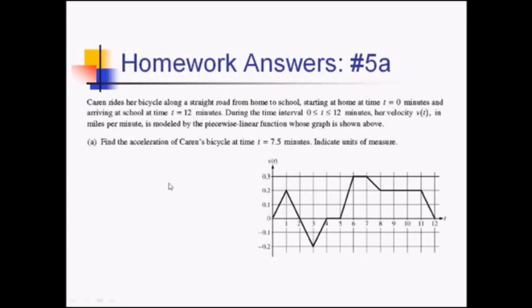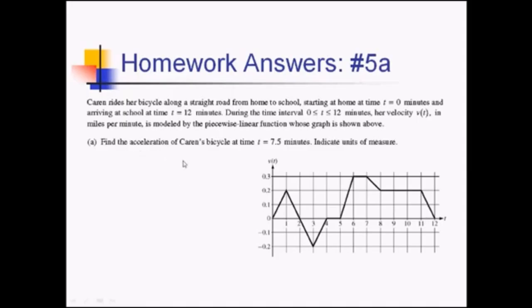For number 5, we have Karen riding her bike on a straight road from home to school, starting at home at time 0 and arriving at school at 12 minutes. During this interval, her velocity is graphed here, and that's in miles per minute. And it's a piecewise linear function, so we're guaranteed that all of these different pieces are, in fact, just regular lines. All right, part A.